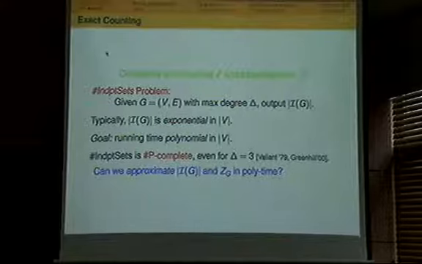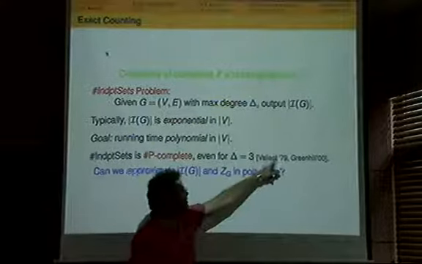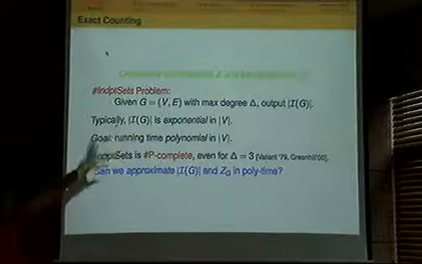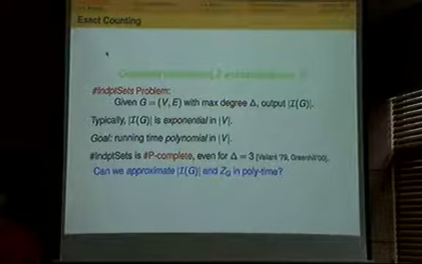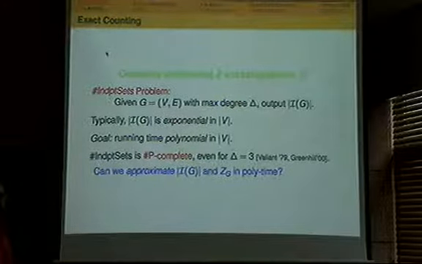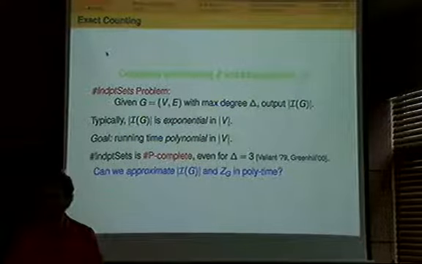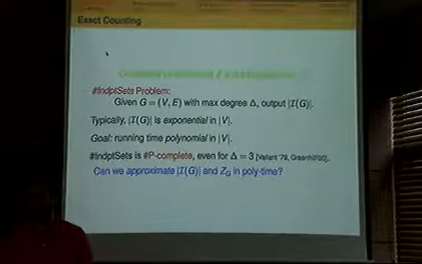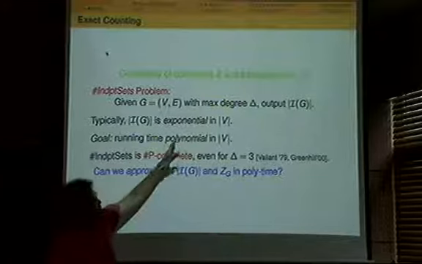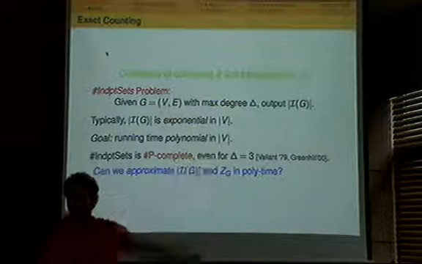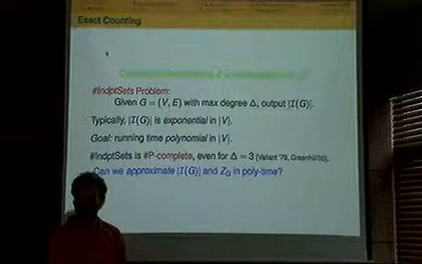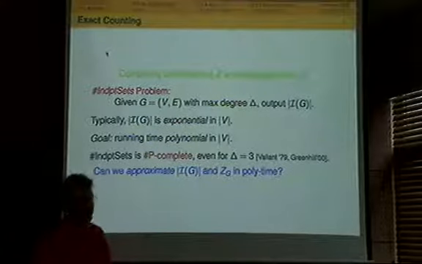Valiant first showed that the independent sets problem was sharp-P complete. I don't know if he showed it for graphs with max degree delta for some specific delta originally. Then people started looking at graphs where I restrict the max degree, and they started getting the max degree down and down.